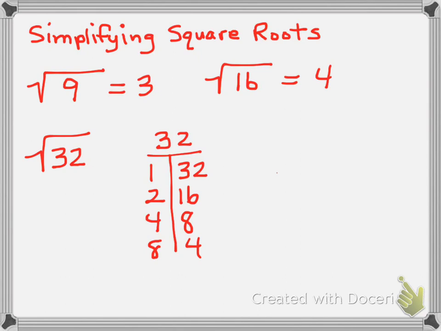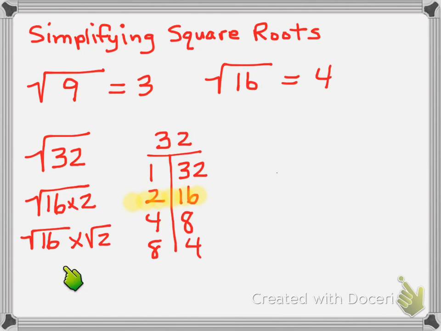Now we're interested in the pair that has a perfect square. In fact, the pair of factors that has the largest perfect square. Now I notice that 1 is a perfect square, and 4 is a perfect square, but so is 16. So 16 is the largest perfect square. So 2 and 16 is the pair of factors that we're interested in. And so we'll break down 32 to 16 times 2. But then the square root of 16 times 2 can be broken down to the square root of 16 times the square root of 2.